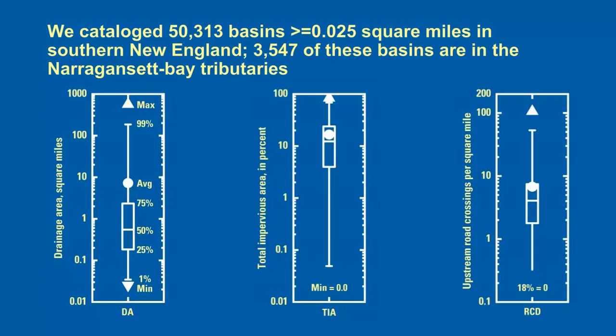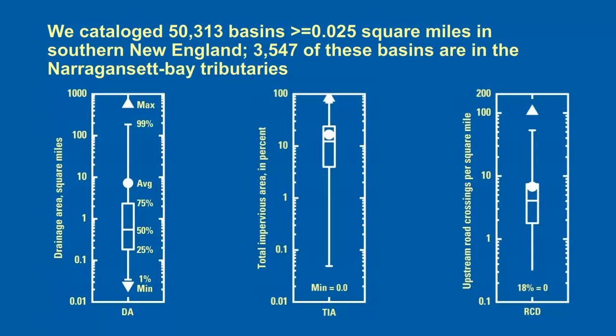These box plots show the populations of drainage area, total impervious area, and upstream road crossings in the Narragansett Bay tributaries on logarithmic scales. The triangles show the minimum and maximum values. The whiskers show the first and 99th percentile values. The horizontal line shows the median, and the circle shows the average value.